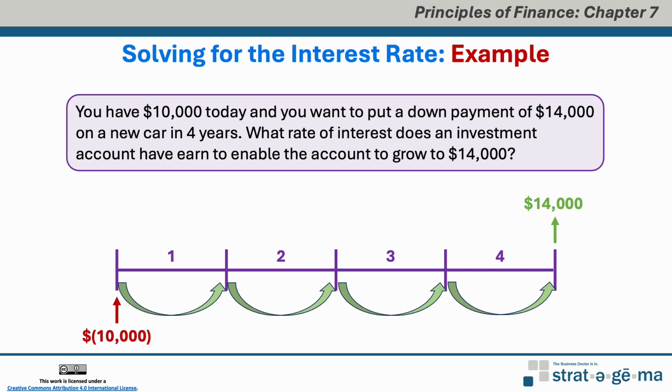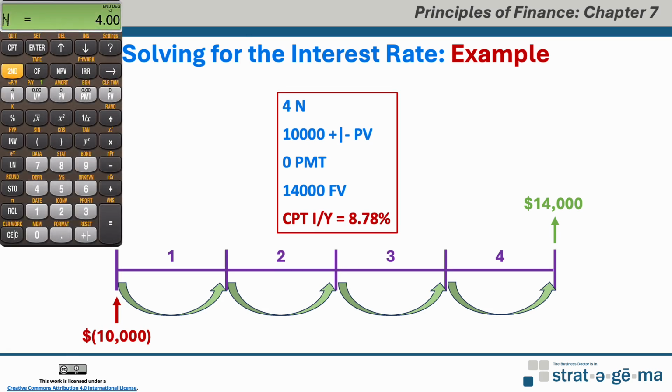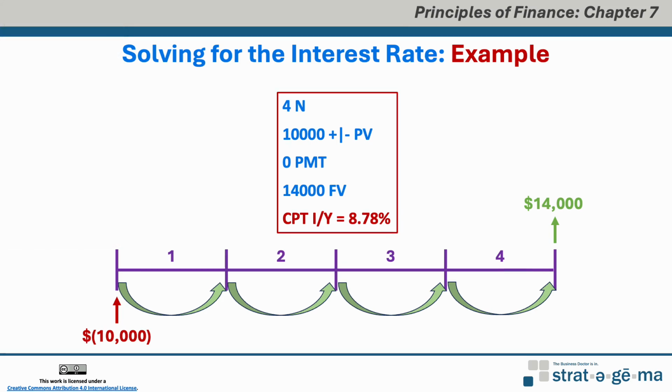Now, using your calculator, since we've already entered some of these variables from the last question we did, all you actually have to do is enter 4 N and then compute IY. But let's walk this through from beginning to end. So 4 N, 10,000 plus minus PV, 0 PMT, 14,000 FV, and now compute IY. This is 8.78%. And that's pretty much all of the lecture-related stuff for Chapter 7. So now I'll make available some in-class problems. I'll make a couple of shorter videos related to some of those so that you can view those at your leisure.